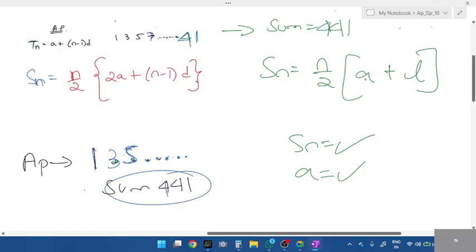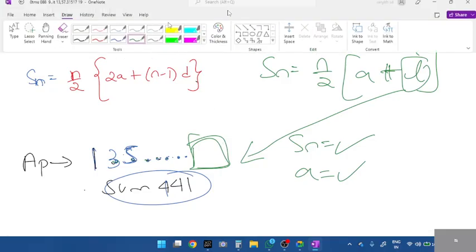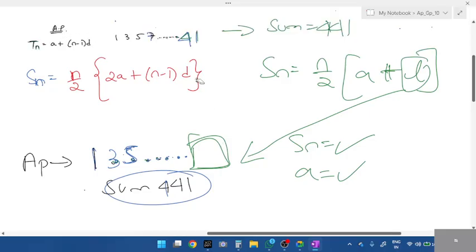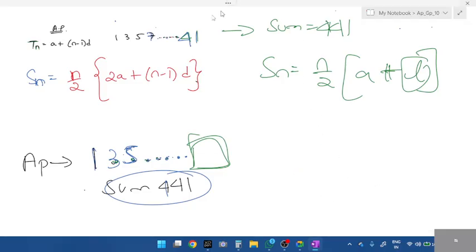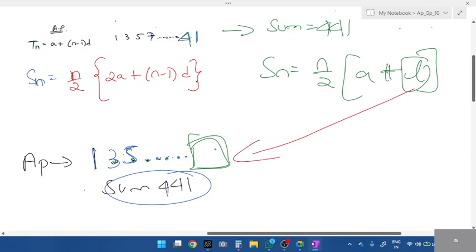In the second formula, not difference, the L value. Do you think the last value is given here? L is missing, not difference. Don't compare the formulas and tell me D is present, L is missing. Not like that, Naomi. According to the question, the value is missing. According to the question, L is not given, right? The last term is missing.